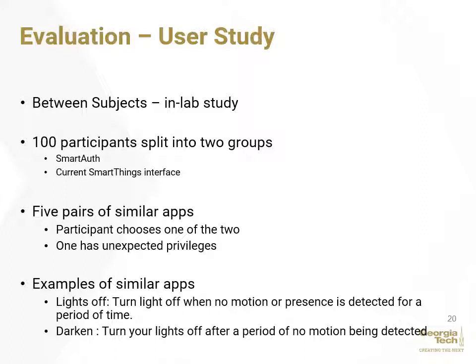For each participant, 5 pairs of apps were presented and asked to choose one, and one app among each pair has unrestricted privilege. This example of app pairs are mentioned in the last bullet point. We can see that the apps are really similar in terms of functionality. They are trying to turn the lights off when there is no motion.